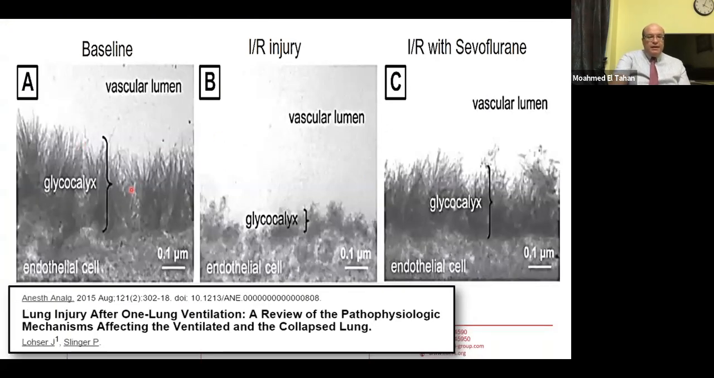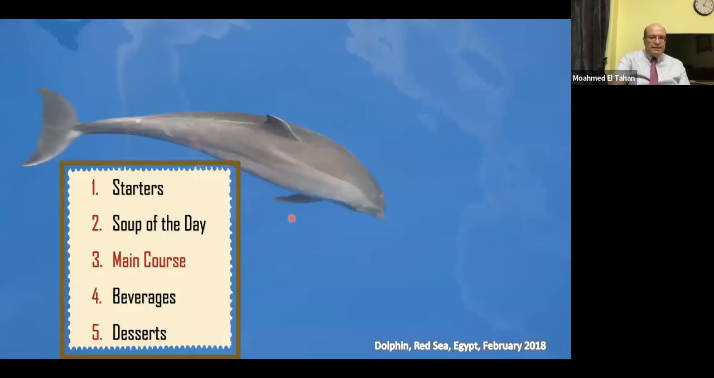Because of the fluids, here is the glycocalyx, which is a lining for the vascular lumen, and it could be damaged by fluids and damaged, as you can see here, with a decrease in thickness.